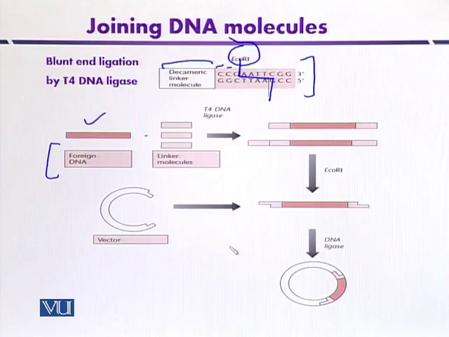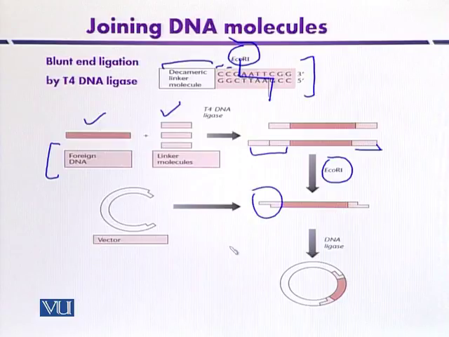This foreign DNA is mixed with synthetic linker molecules, and DNA ligase will mediate its joining here. Now this linker molecule contains a restriction site for the EcoR1 enzyme. So before ligating with the vector molecule, it is treated with the restriction enzyme EcoR1 so that we can get cohesive or sticky ends. These cohesive or sticky ends have been created by treating with the EcoR1 enzyme.